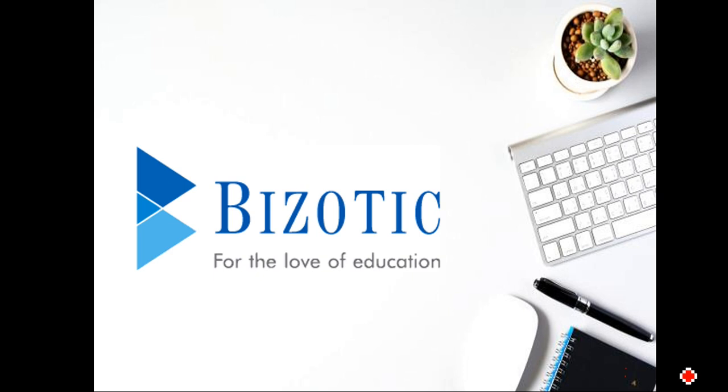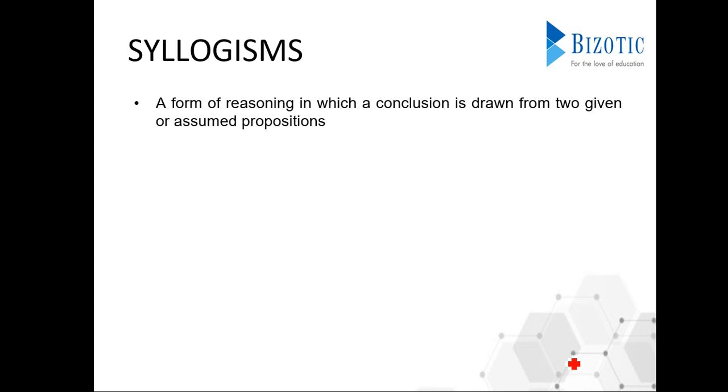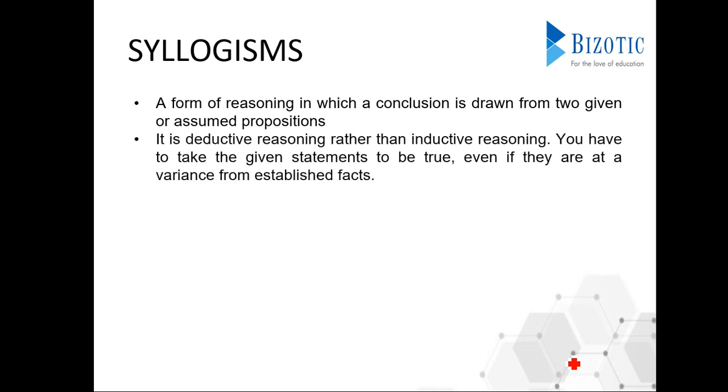Today we are going to learn about the topic syllogism. Syllogism is a form of reasoning in which a conclusion is drawn from two given or assumed propositions or statements. It is deductive reasoning rather than inductive reasoning. Deductive reasoning is a process of reasoning from one or more statements to reach a conclusion. And inductive reasoning is a process of using examples and observations to reach a conclusion.